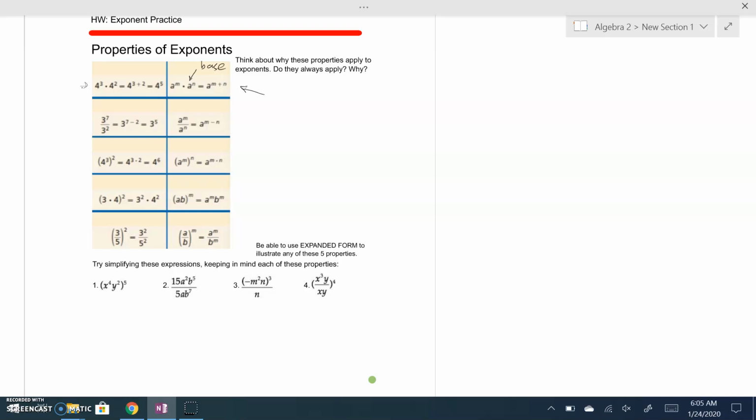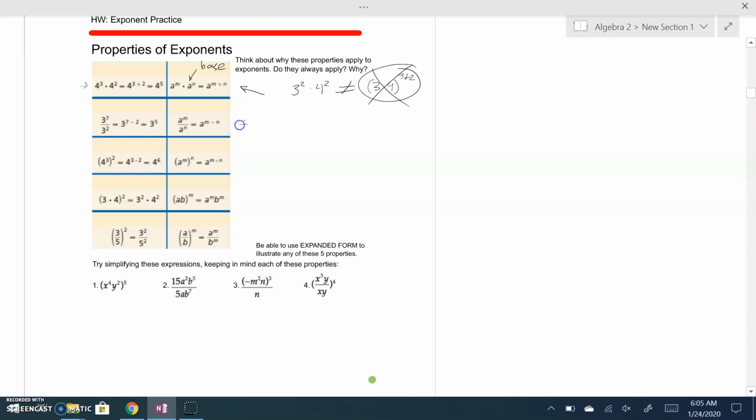You can't perform this operation if the bases are different. So 3 squared times 4 squared does not equal, there's not even really a way to write it, 3 times 4 to the 3 plus 2, that doesn't work. So you have to have the same base. There's a similar rule below it that sort of goes together. So multiplication and division go together, addition and subtraction go together.